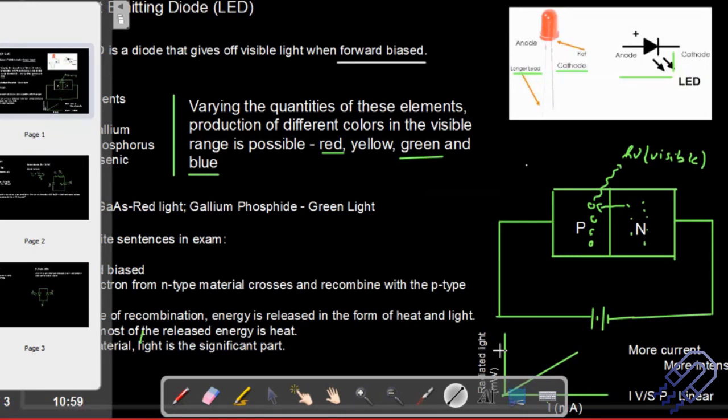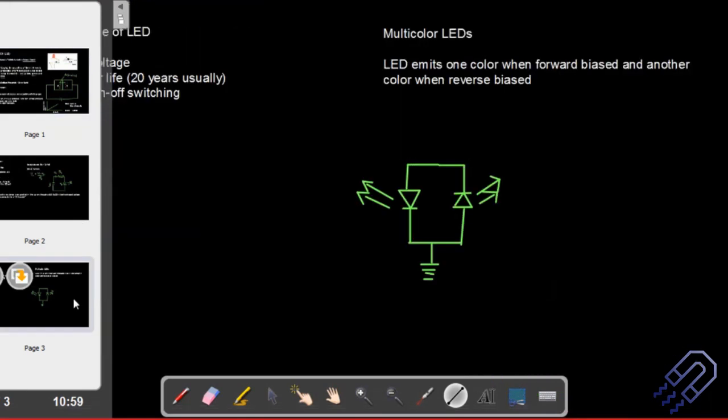When we change the voltage, the intensity changes. So we have a change in intensity, but not the color. So a very basic question is, on what does the color depend? It depends on what material it is made of. Okay? So that is very important.